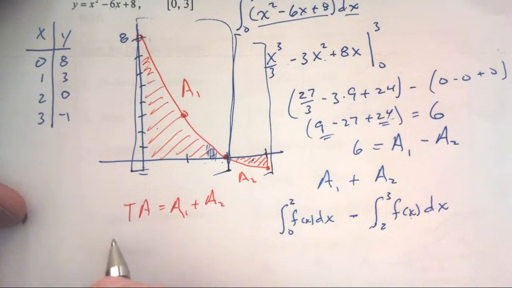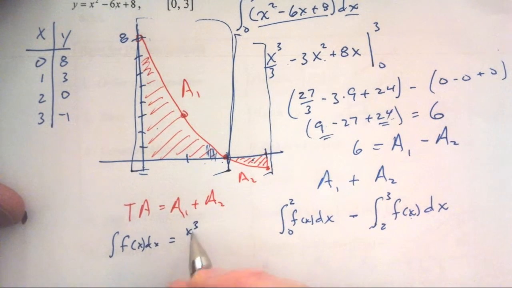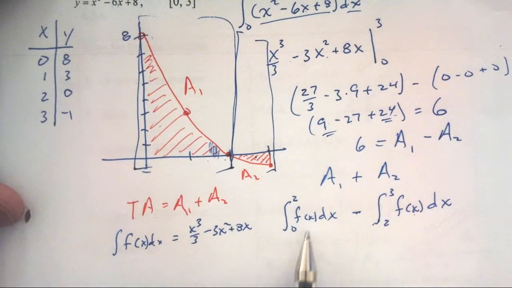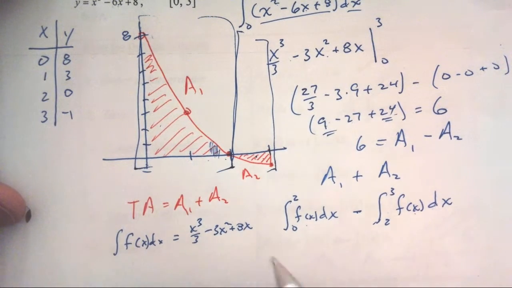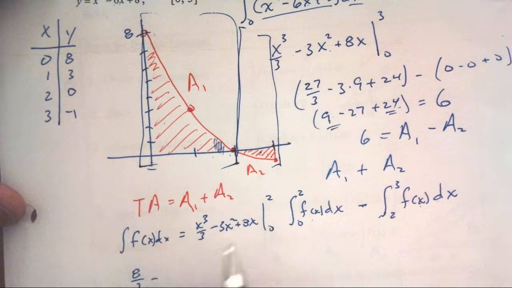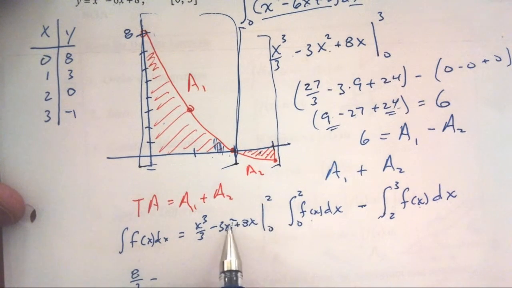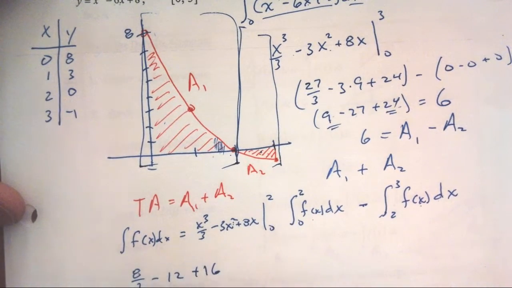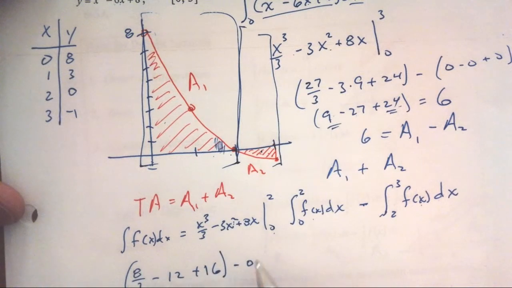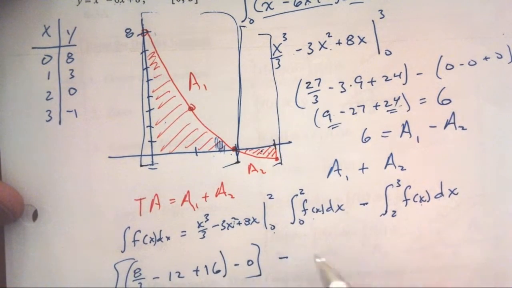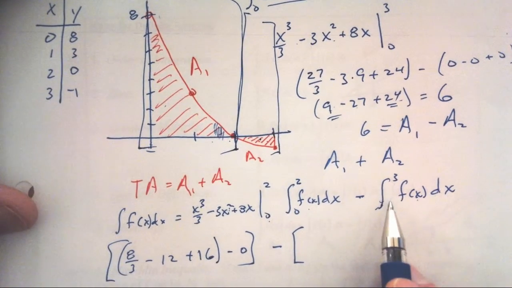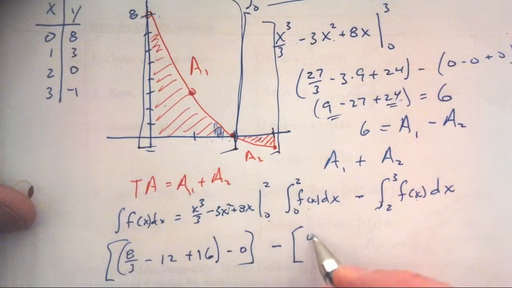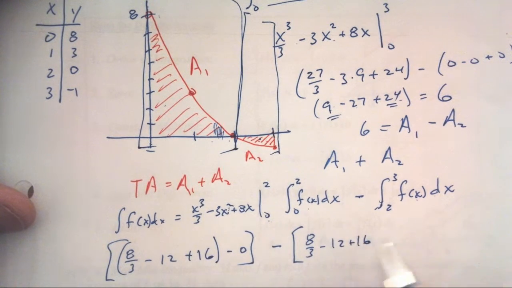The good news is we know that the integral of f of x dx is x cubed over 3 minus 3x squared plus 8x. It would be plus c, but we have definite integrals here. So from 0 to 2, if I go 0 to 2 on this first, I get 8 over 3 minus 3 times 2 squared, minus 12, plus 8 times 2, 16, minus zeros for all of those. From that, I need to subtract the integral from 2 to 3. So put in 2 again, and I get 8/3 minus 12 plus 16. We've done that.